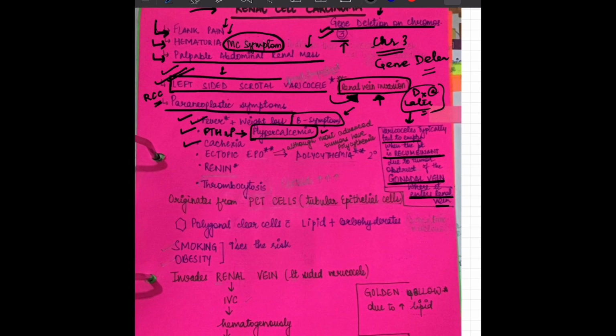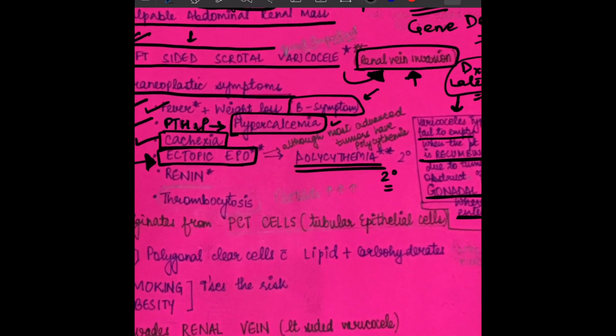The patient would have cachexia. Cachexia is basically the inability to maintain the lipid stores or fat stores in the body, so the patient will be cachexic. Whenever there is ectopic EPO, erythropoietin, production in renal cell carcinoma, it would lead to polycythemia. Secondary polycythemia happens in renal cell carcinoma, although most advanced tumors have polycythemia. Not just renal cell carcinoma, but most advanced tumors basically cause secondary polycythemia.